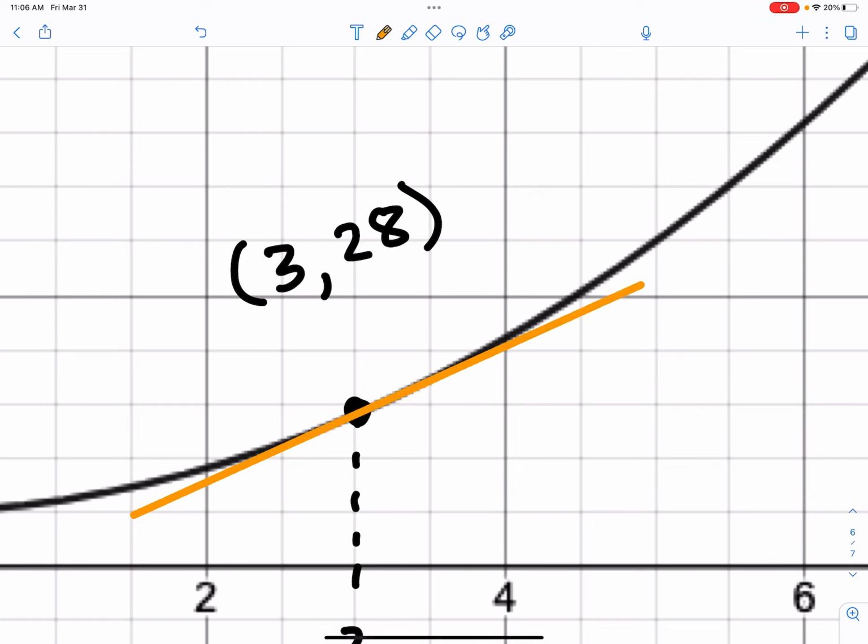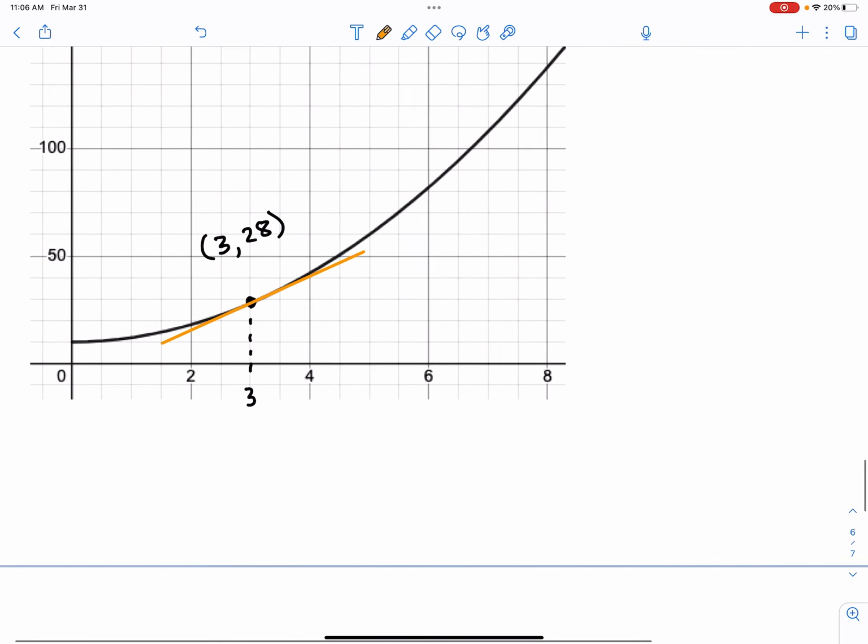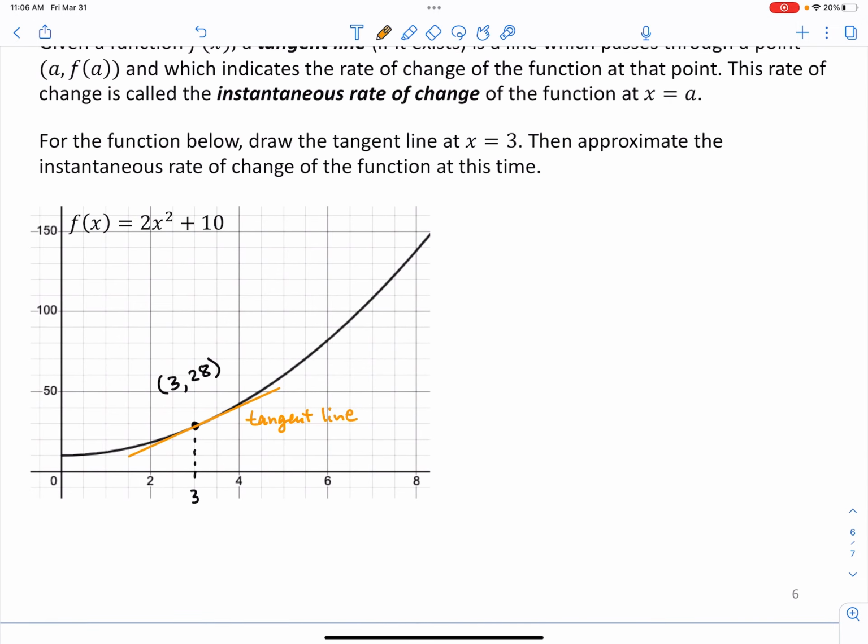It doesn't go through the curve, it just intersects the curve at that point, and it indicates how steep the curve is at that point. This is called the tangent line. Now, to find the slope of a tangent line is a tricky thing, because with a tangent line, we only know one point on the tangent line. So I can't do my conventional y2 minus y1 over x2 minus x1.